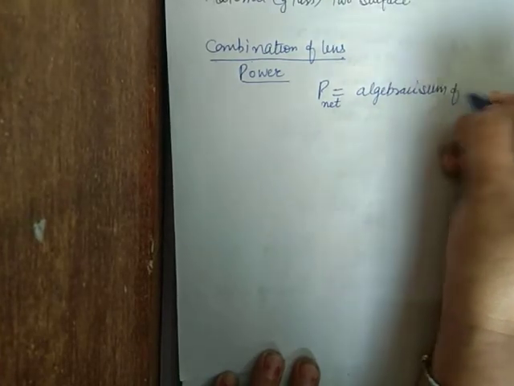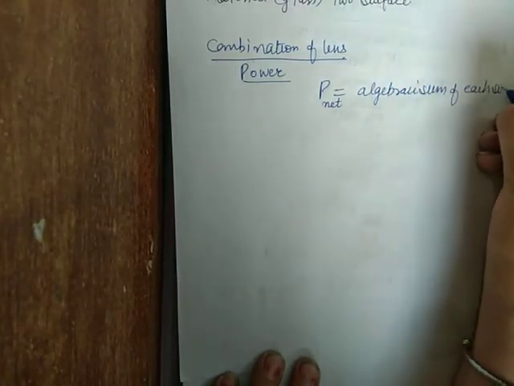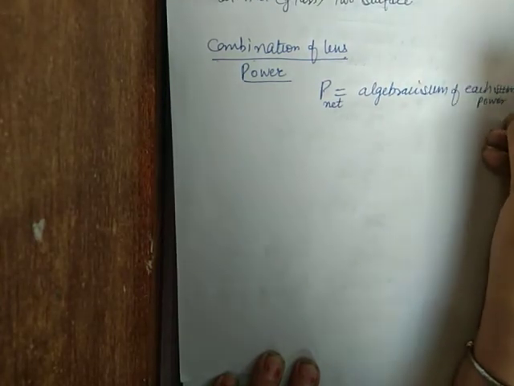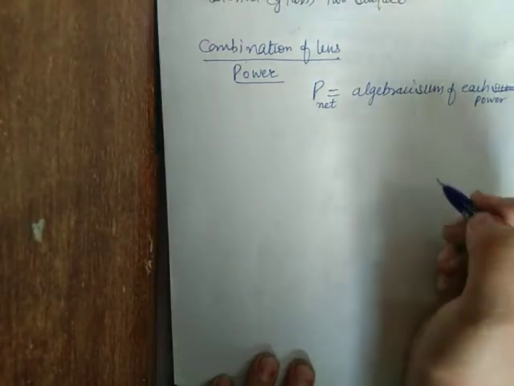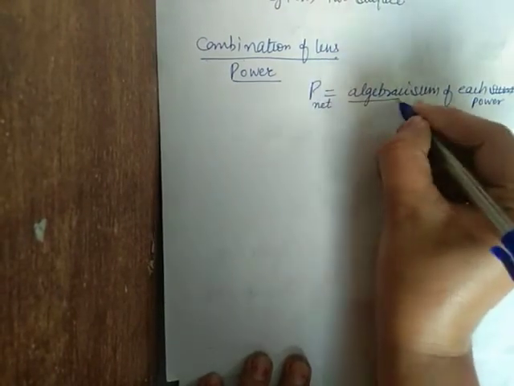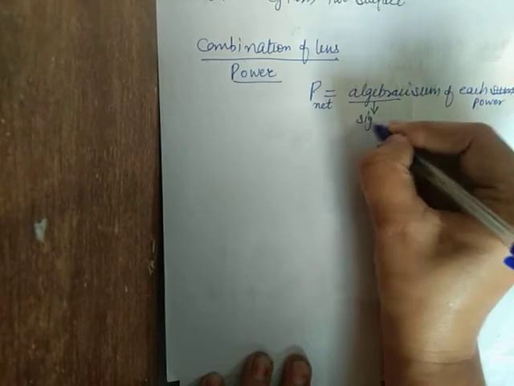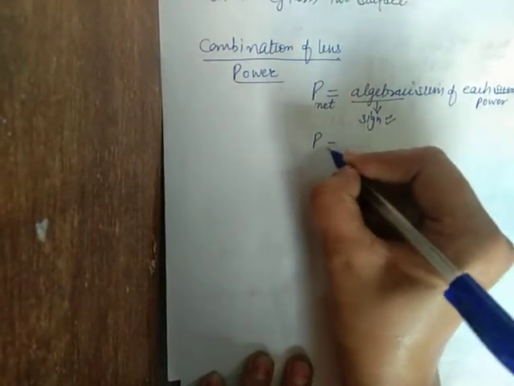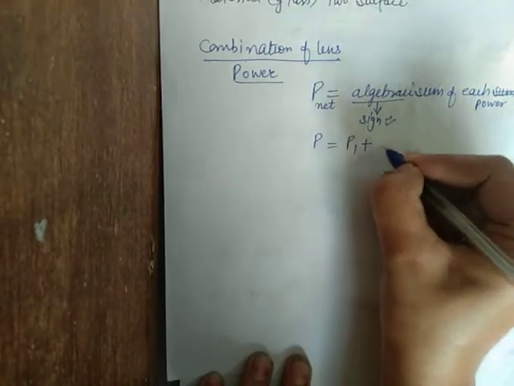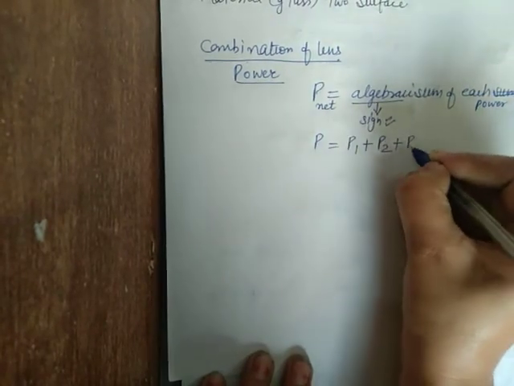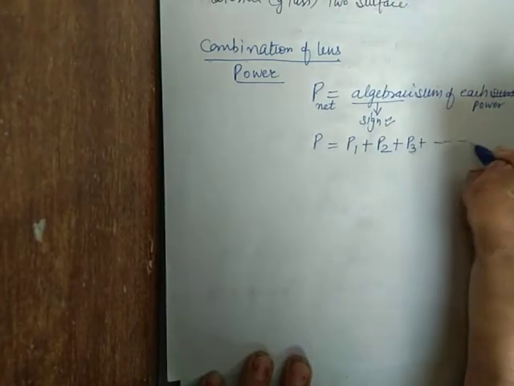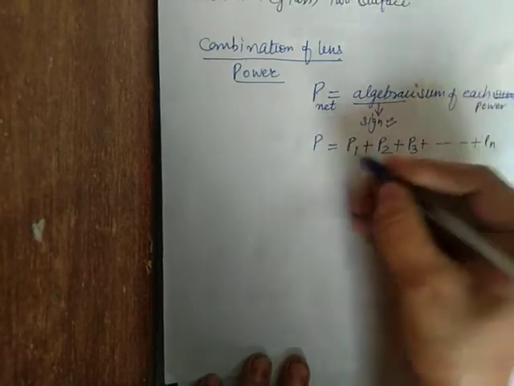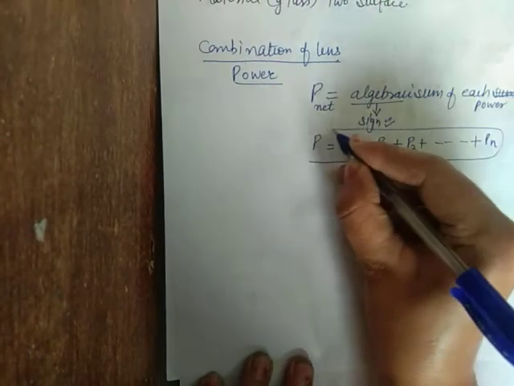of each power. What does it mean, algebraic sum? It means we have to add the power of each and every lens. But algebraic means taking sign into consideration. It means total power will be equal to power of first lens plus power of second lens plus power of third lens and so on. It depends upon the number of lenses that are combined.